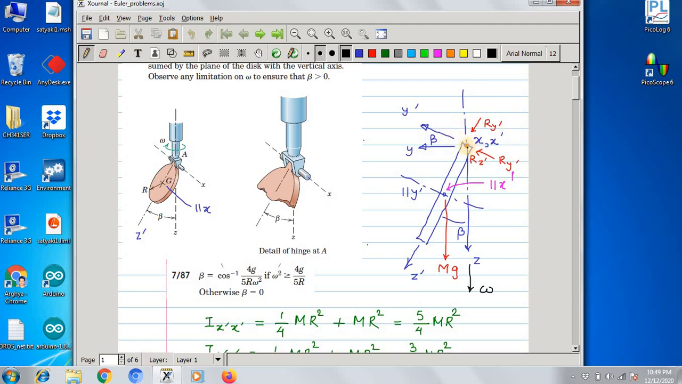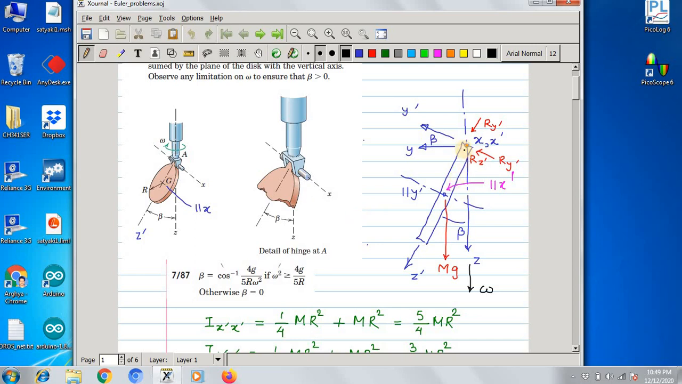So x is coming out of the paper. x and x dashed are the same because we are giving rotation about x. This is x, and we are giving rotation beta about x. So x is coming out of paper, x dashed is also coming out of paper, y is this and z is this, but after giving rotation about x, y goes here, y dashed, and z goes here, z dashed, and this is the plane of the disk, or the projection of the disk on the y dashed z dashed plane.